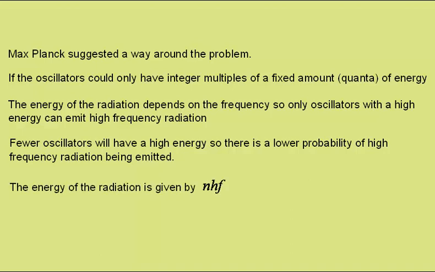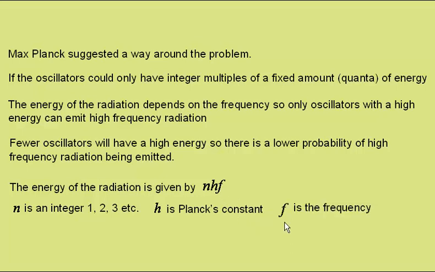The energy of the radiation, he said, was given by nhf, where n is an integer, say 1, 2, 3, etc. h is what is called Planck's constant, and f is the frequency of the radiation. So you could have 1 hf, 2 hf, you couldn't have 2.73 hf. Only certain multiples of energy, or certain quanta of energy, were possible.